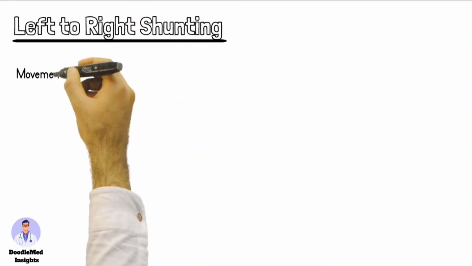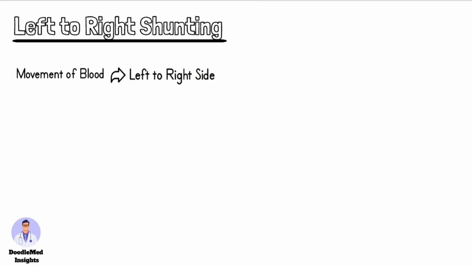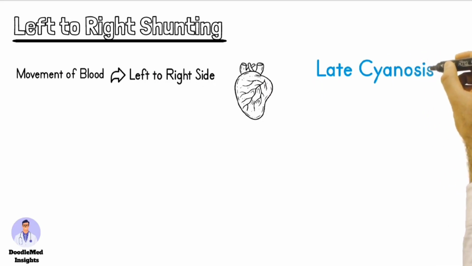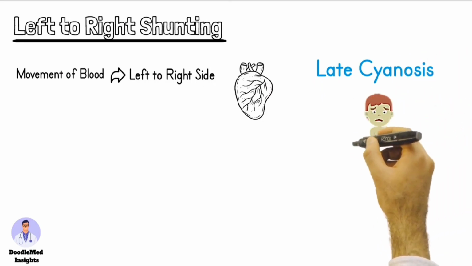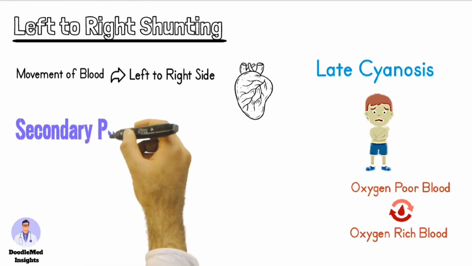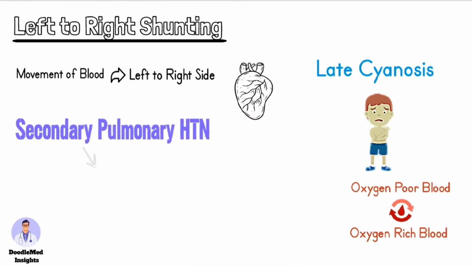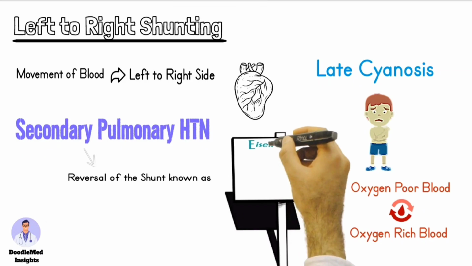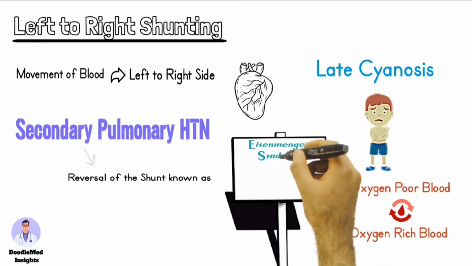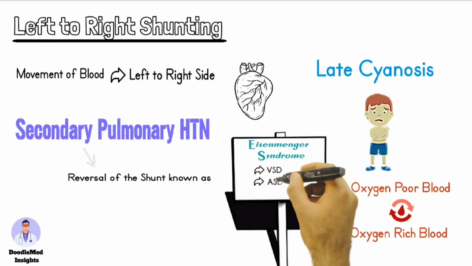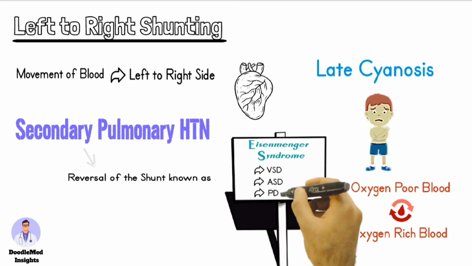Left to right shunting involves the movement of blood from the left side of the heart to the right side. This leads to late cyanosis in patients, where they may present as blue kids due to oxygen-poor blood mixing with oxygen-rich blood. Over time, left to right shunts can lead to secondary pulmonary hypertension and potentially result in the reversal of the shunt, known as Eisenmenger syndrome. Common conditions associated with left to right shunts include ventricular septal defect, atrial septal defect, and patent Ductus arteriosus.